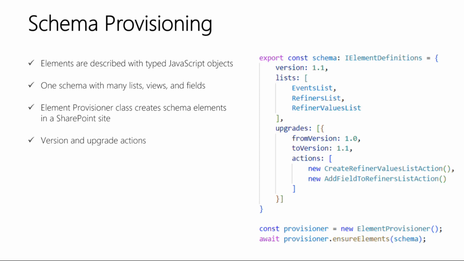This method ensures all of the elements in your schema exist on the current site, and if they don't, it creates them. Under the hood, of course, we use the PnPjs library for creating all of these schema elements. But the difference here is, since PnPjs is a thin wrapper for the REST API, it's an imperative model, whereas what we've created here is a declarative model.